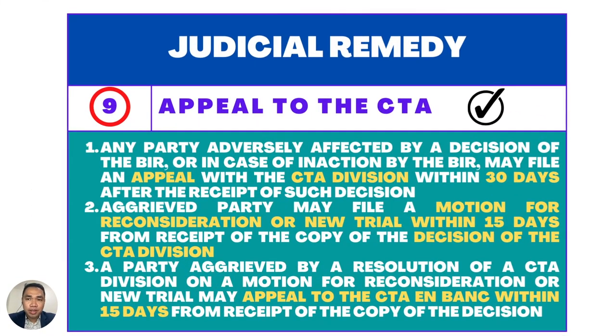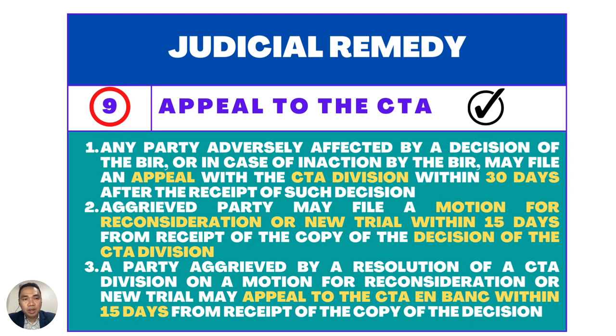Judicial remedy. Any party adversely affected by a decision, ruling, or inaction of the Commissioner of Internal Revenue may file an appeal with the Court of Tax Appeals within 30 days after the receipt of such decision or ruling, or after the expiration of the period fixed by law for action, that is, after the lapse of the 180-day period. The case shall then be raffled to a Court of Tax Appeals division. Thereafter, the aggrieved party may file a motion for reconsideration or new trial within 15 days from receipt of the copy of the CTA division's decision.